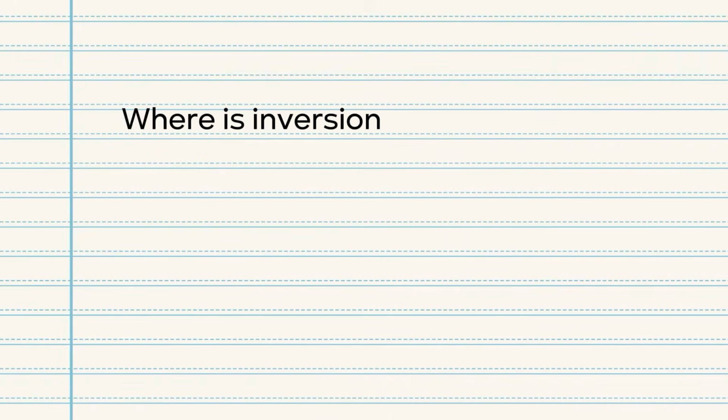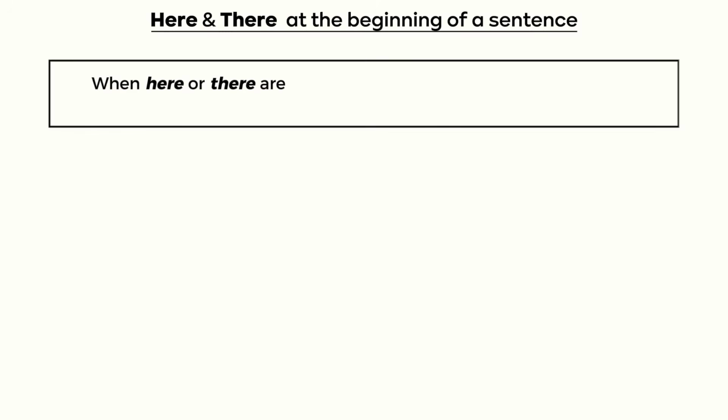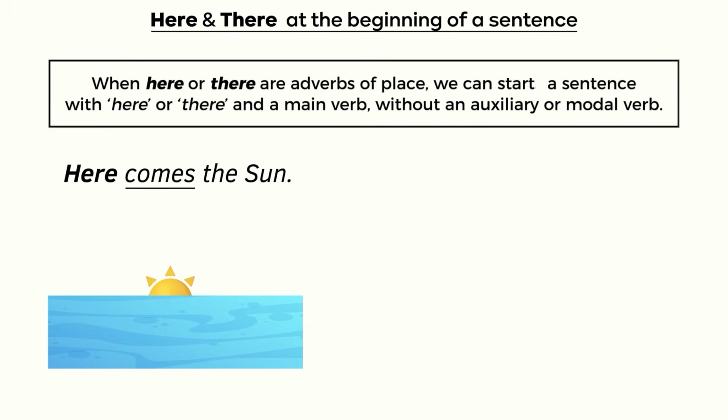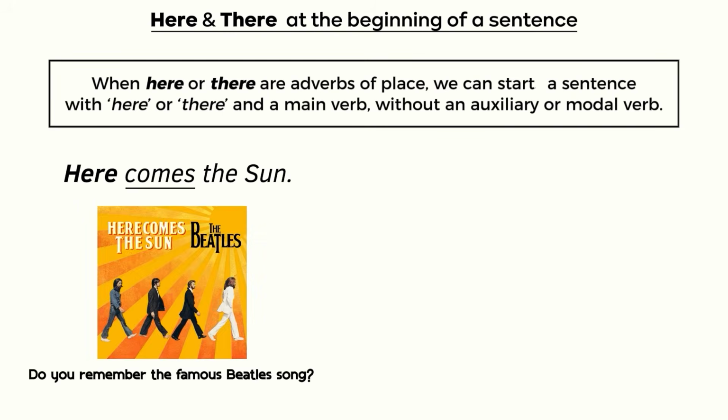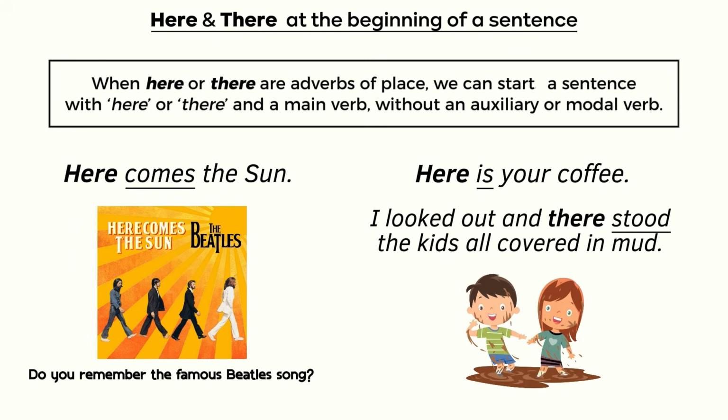Where is inversion normally used? Number 1. Here and there at the beginning of a sentence. When here or there are adverbs of place, we can start a sentence with here or there and a main verb without an auxiliary or modal verb. For example, here comes the sun. Do you remember the famous Beatles song? Here is your coffee. I looked out and there stood the kids all covered in mud.